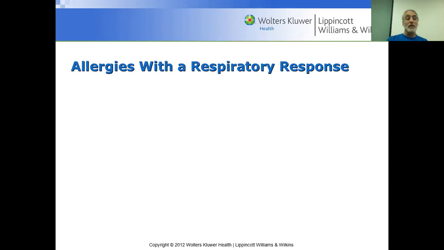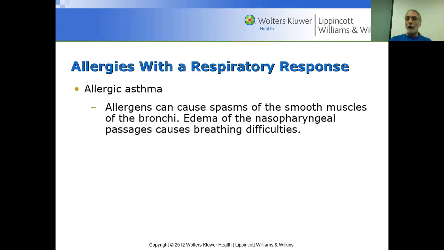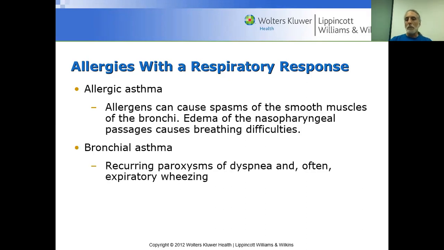Respiratory response. This is where we start getting into fairly scary territory. Allergic asthma. The patient, let's just say, takes a face full of pollen, which causes the bronchi to spasm. When the bronchi spasm, you begin to lose the airway. And as you may recall, it's all about the ABCs. If you don't have A, B and C don't matter. Bronchial asthma is a recurrent condition. It can be brought on by many things, including exercise and stress.